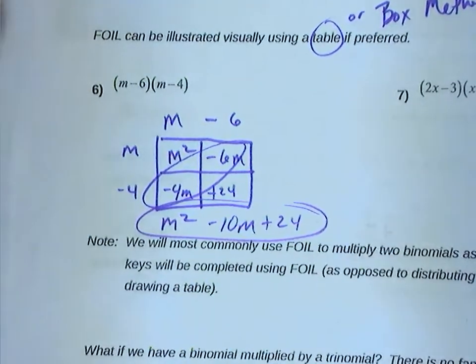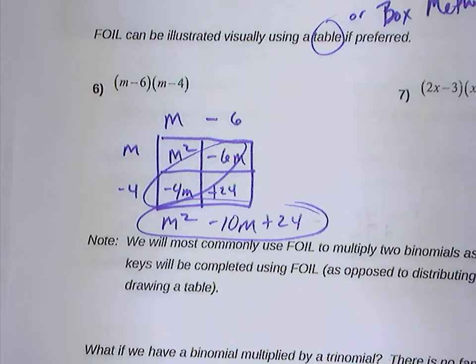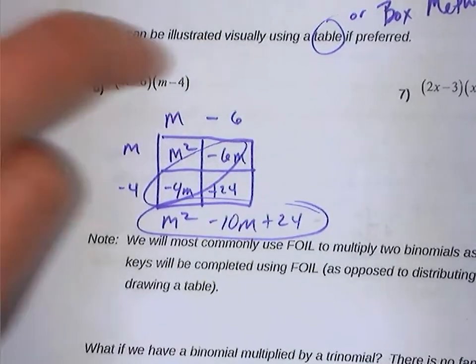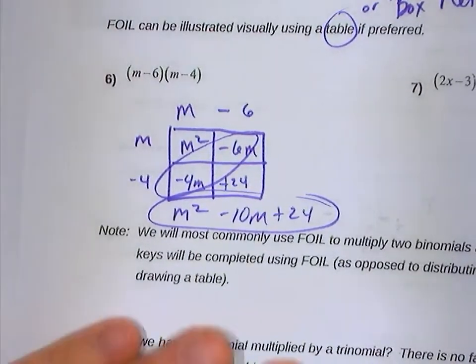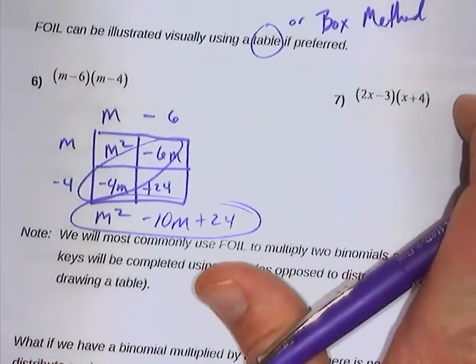Okay? I'll be honest, I don't use that method, but it's nice if you're struggling with the FOIL method. Well, this is another option for you. Okay, and this, I think, really helps you visualize what we are doing with this FOIL thing. Well, we're just multiplying everything together that we can. We're taking this n times everything over there, and that -6 times everything over there. Okay, so why don't you try number 7 real quick.